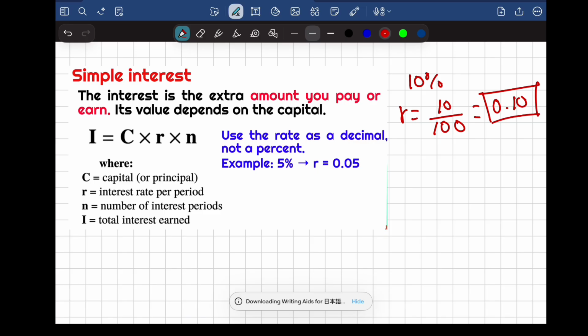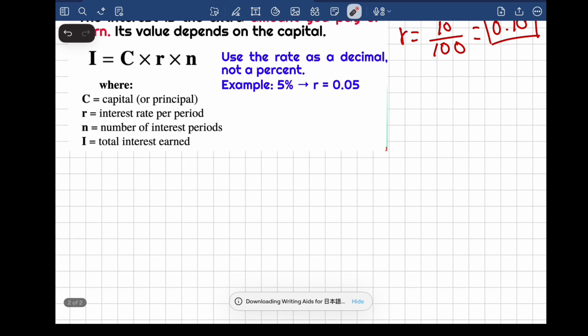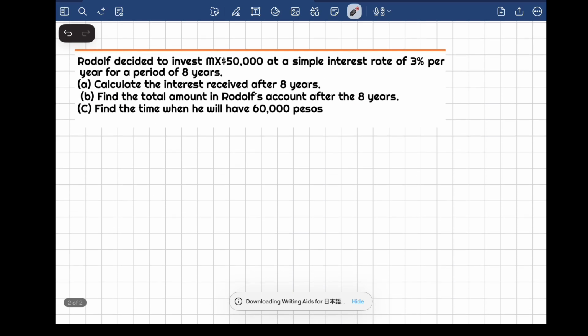Then N is the number of years. And I is the total interest, so the money that you are going to receive from the bank or the money that you are going to pay to the bank. So we are going to check an example, and remember we must use the decimal version of this interest rate.